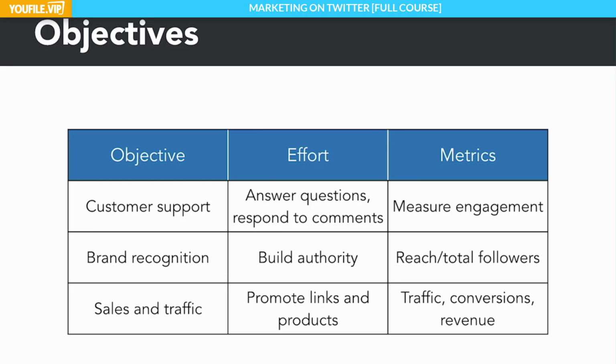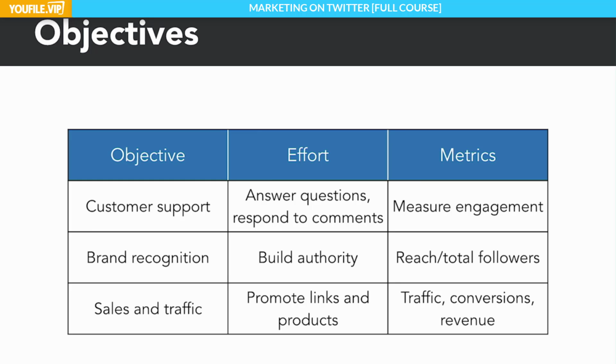Now, your content is going to be quite different from brand recognition to customer support. So this is again another reason to really clarify your objective. And the last example is sales and traffic. So your effort might be to promote certain products, to promote links to those products. Maybe you're sharing a lot of sales and promotions. And the metrics you're going to be paying attention to are traffic. Is there an increase in traffic to your website driven from Twitter? Are those people converting once they're on your website? So are they buying? And have you seen an increase in revenue?